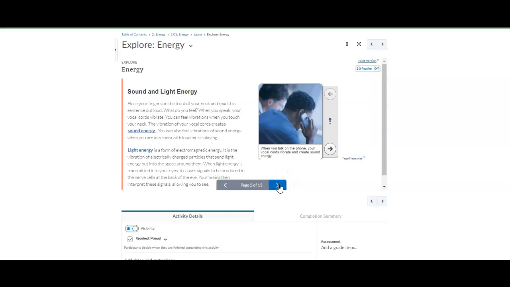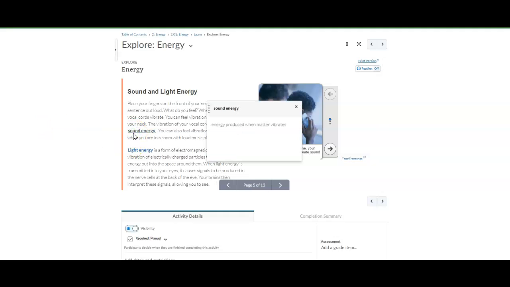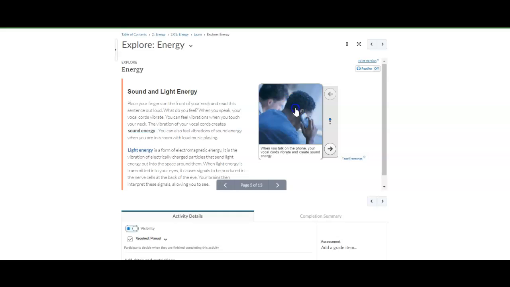And then it looks like these were just out of order a little bit. So now we go back to question 4. What are sound and light energy? So if you place your fingers on the front of your neck and read this sentence out loud, what do you feel? When you speak, your vocal cords vibrate, and you can feel vibrations when you touch your neck. The vibration of your vocal cords creates sound energy. So sound energy is energy produced when matter vibrates. Let's see, you can also feel vibrations of sound energy when you're in a room with loud music playing.